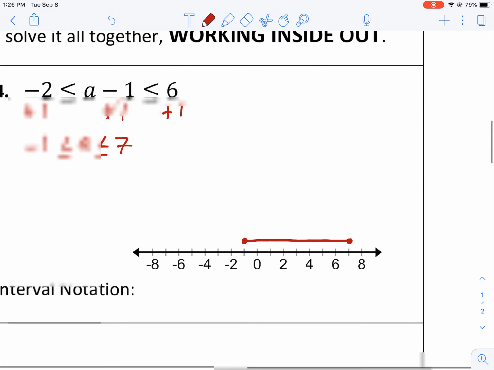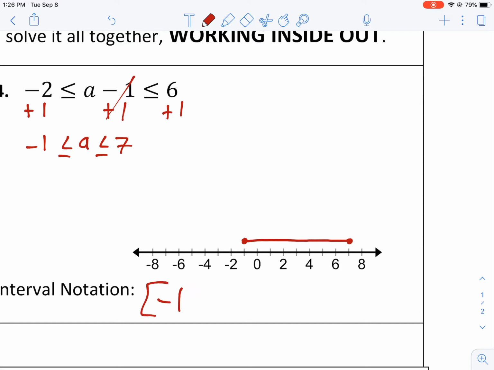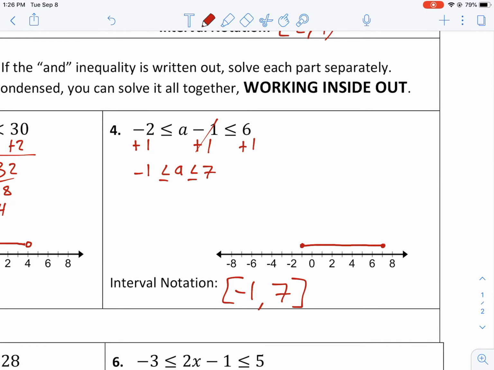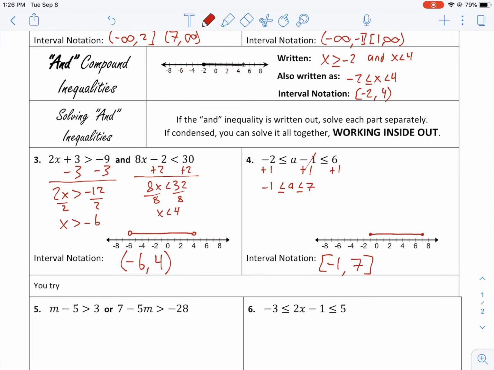We're going to draw a line in between, and there we go. A is from -1 to 7. Now when we do this, since they're both closed dots, we're going to have 2 brackets. So we're saying A exists for all the numbers in between -1 and 7. So that's what we're doing today, all right?